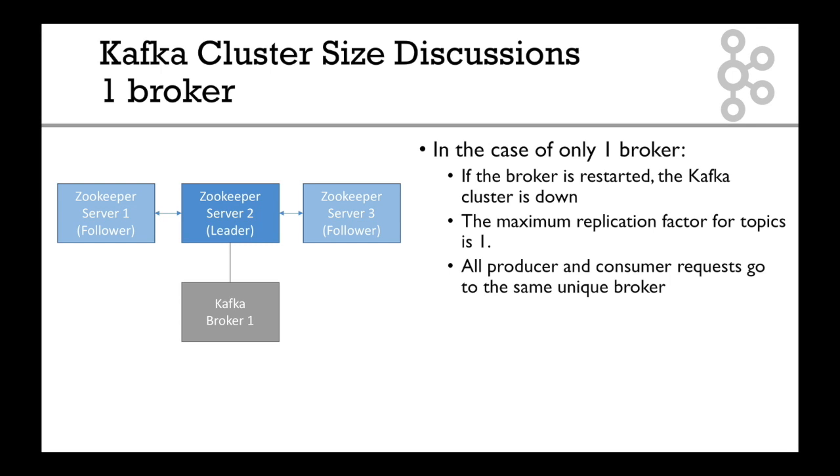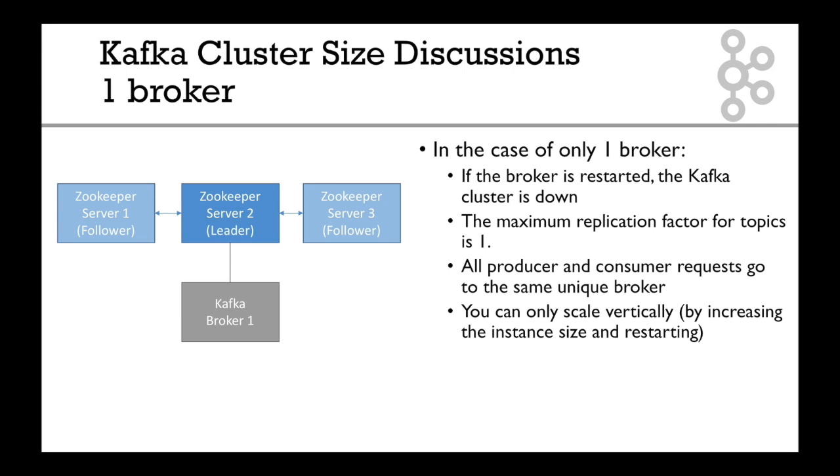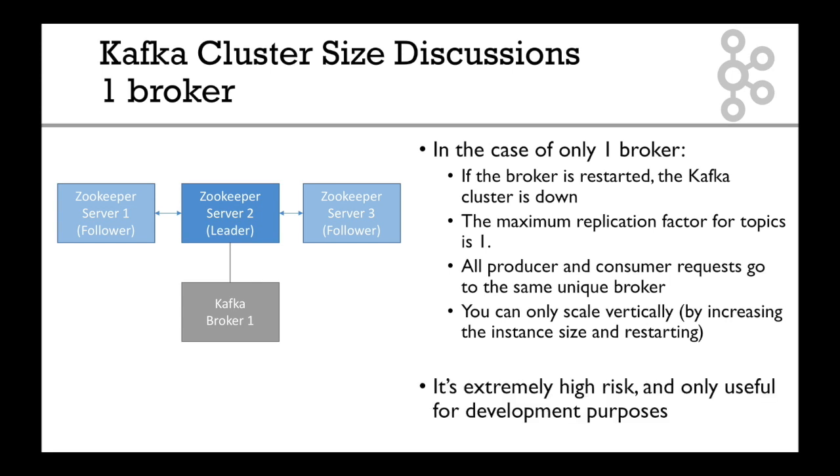All the producer and consumer requests go to that one Kafka broker. So it's a single point of failure, and you can only scale vertically. That means you can increase the instance size and restart, but that's not good. You don't want that. Kafka is a distributed system, and one broker is great for development. It's not good for production. Okay, so very high risk, only good for development.